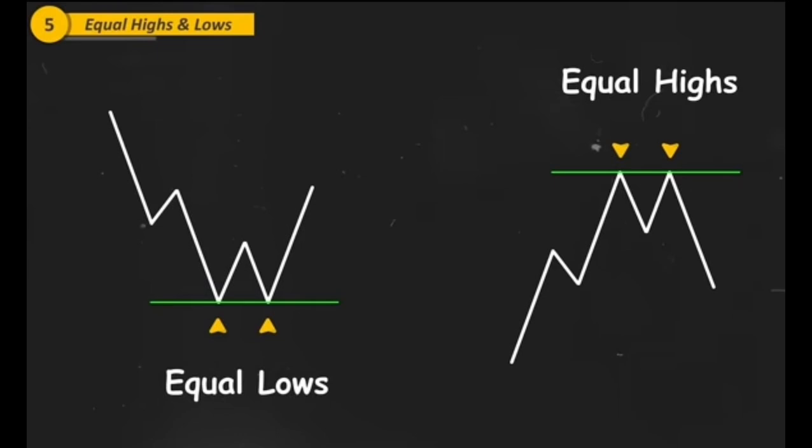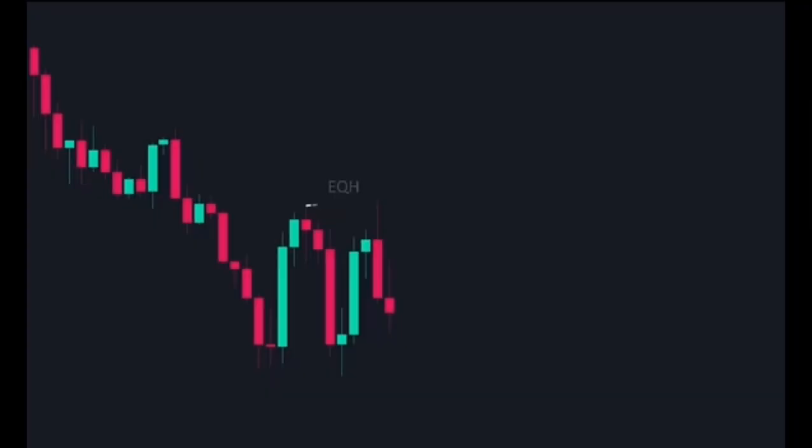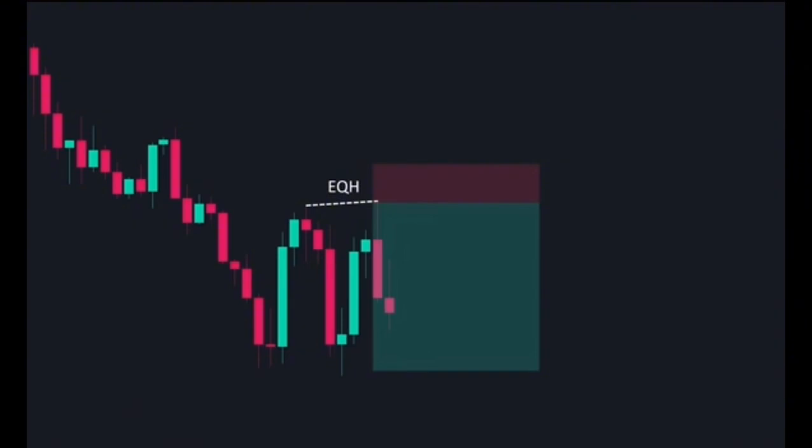Equal highs and lows are price levels where the market has reacted multiple times without breaking through. For instance, when the price touches the same high two or more times and fails to break above it, it forms equal highs. These levels often become psychological zones where many retail traders place their stop loss just above the highs, anticipating a downward move.